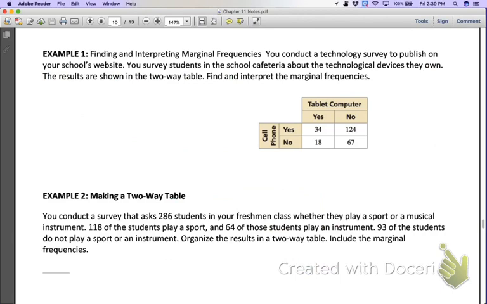So then if you flip over, it says example 1, finding and interpreting marginal frequencies. It says you conduct a technology survey to publish on your school's website. You survey students in the cafeteria about technological devices that they own. The results show a two-way table. So of the people you talk to, how many people own a cell phone?